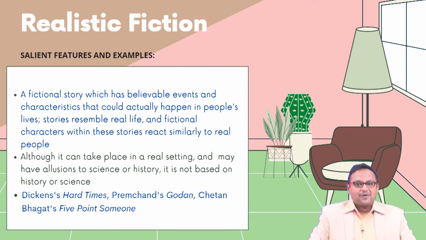Some of the popular works that belong to this category include Dickens's Hard Times, even Oliver Twist for that matter, or Premchand's Godan, or U.R. Anantamurthy's Samskara, or even Chetan Bhagat's 5 Point Someone. Of course, Chetan Bhagat's 5 Point Someone accommodates several genres within it, but at one level you can also call it a realistic fiction, okay? Later I'll tell you the other genres it belongs to, then you can identify to which broad genre this particular work belongs. So these are the salient features through which you and I can identify realistic fiction, okay?